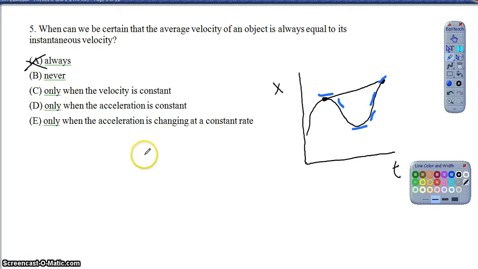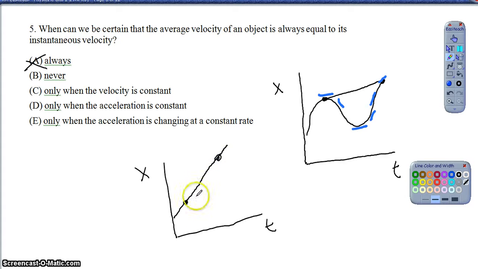But there are instances where it will happen, and the most common one, the only one really, is if I go again to my position versus time. Well, what happens if I have a straight line? Well, if I have a straight line, then the average velocity between any 2 points is going to be the same as the slope of that line, which is also the slope of the line tangent to that line. So in this case, at any given point, the slope, which is the velocity, would always be the same as the average velocity.